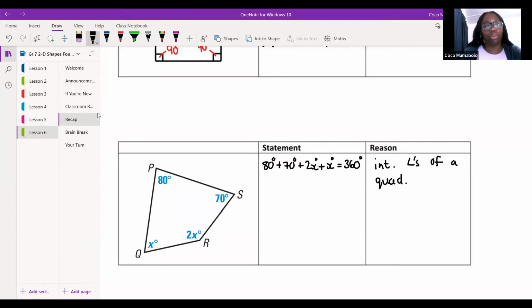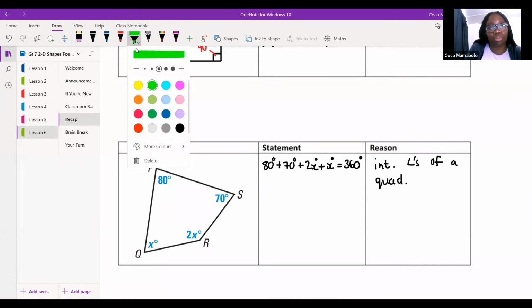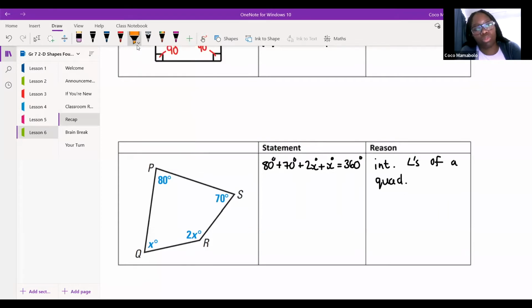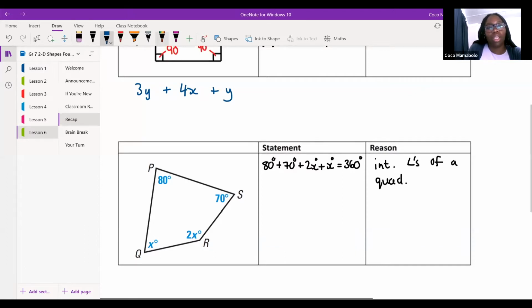Okay. So now we're going to have to do a little bit of algebra. I hope you guys remember how we do algebra. I'm going to look for my two like terms. Can you tell me in the chat, what are my two like terms? Remember, like terms are things that have something in common. So if I say to you, 3y plus 4x plus y, in this particular example, there's a y here and there's a y here. So those two are like terms.